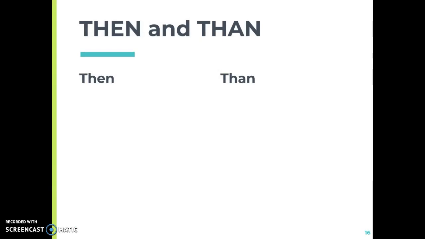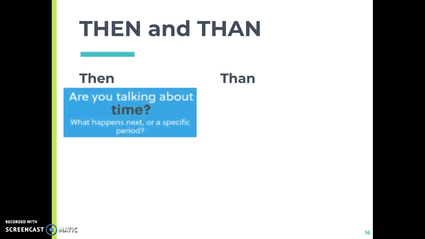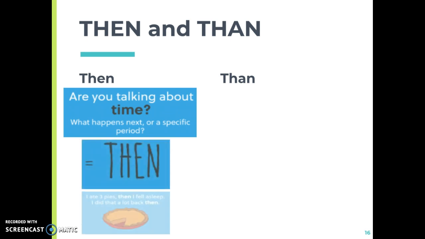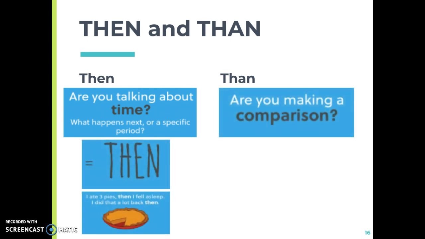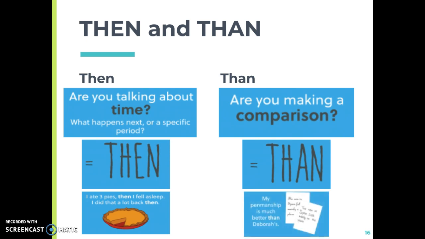Next are then and than. The first then has an E in it and is used when you're talking about time. Like what happens next in a sequence, like I ate 3 pies and then I fell asleep. Or what happens during a certain time period, like I did a lot back then. The than with an A in it is used to make a comparison, like my penmanship is much better than Deborah's. Since I'm comparing my handwriting to Deborah's, I use than with an A.